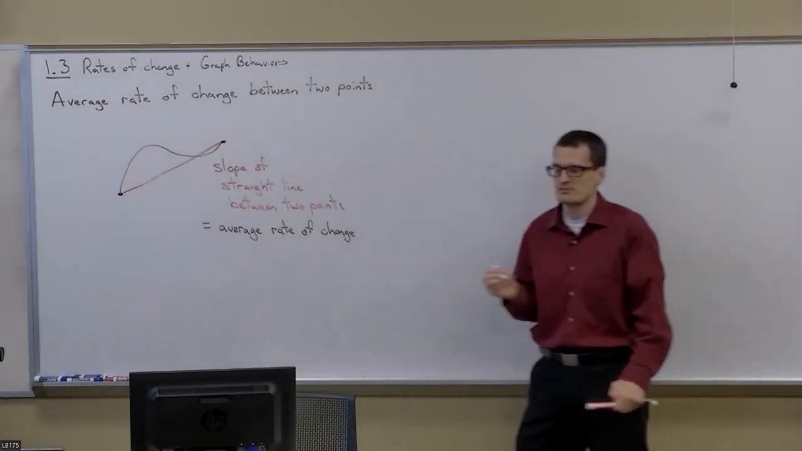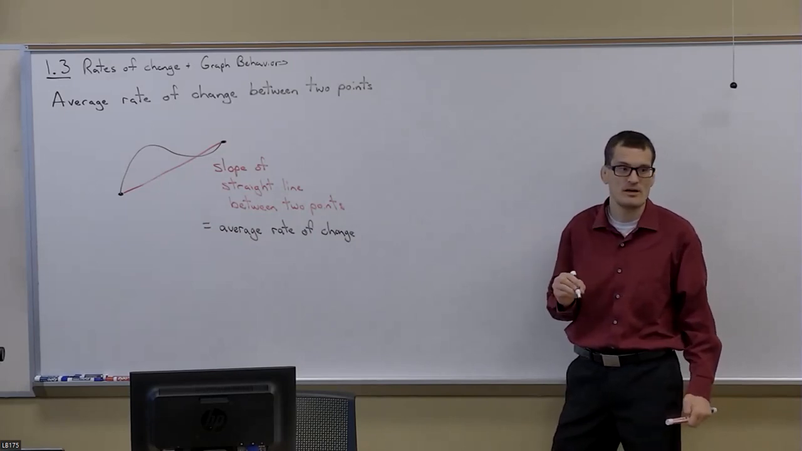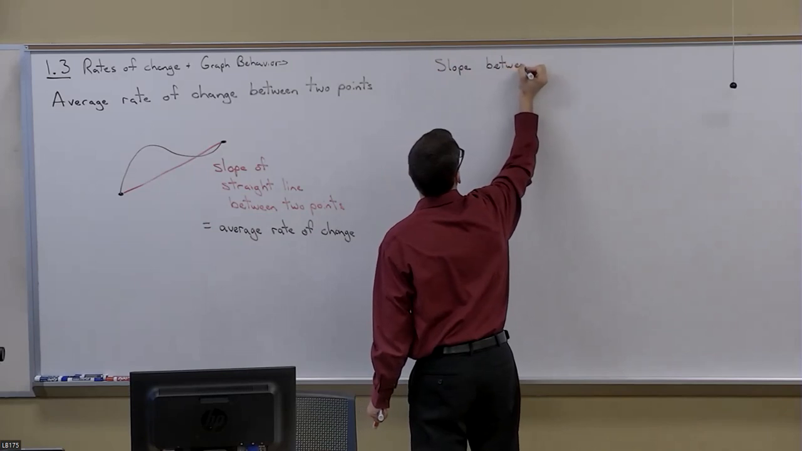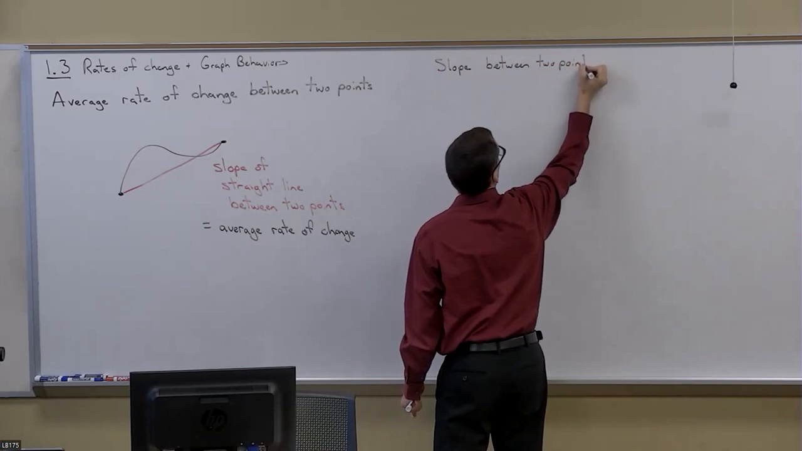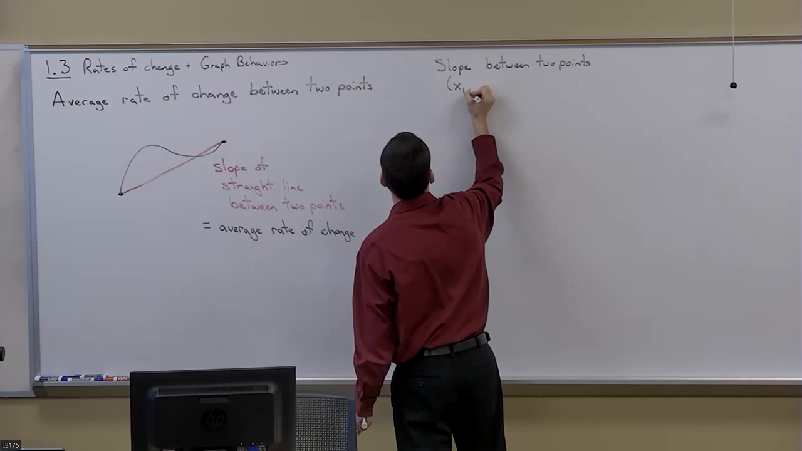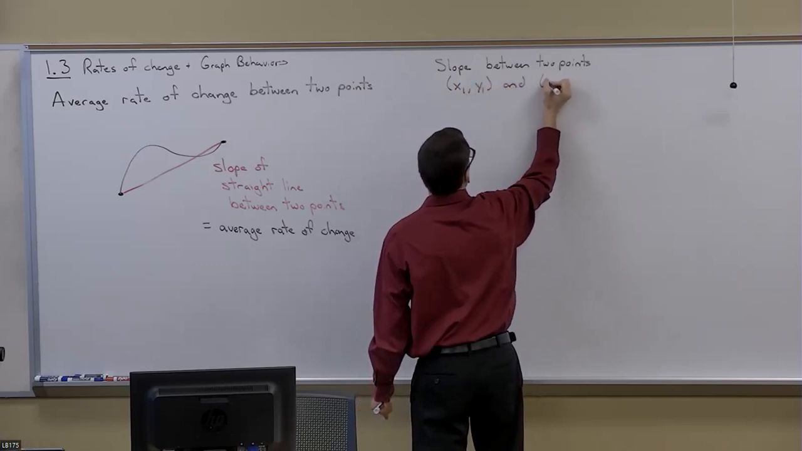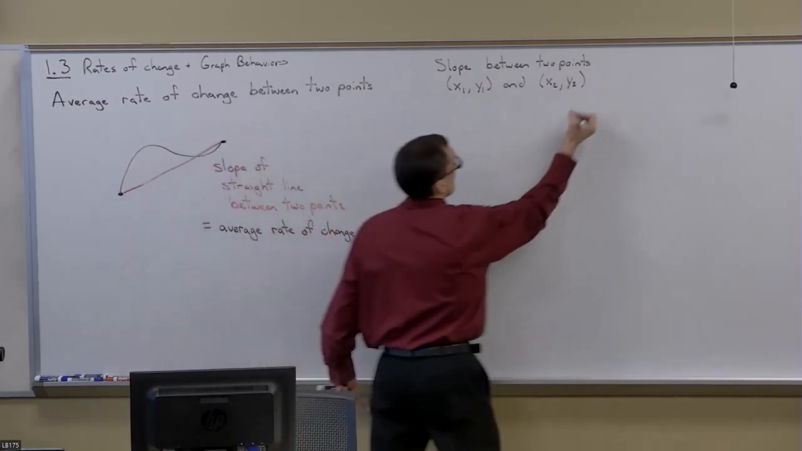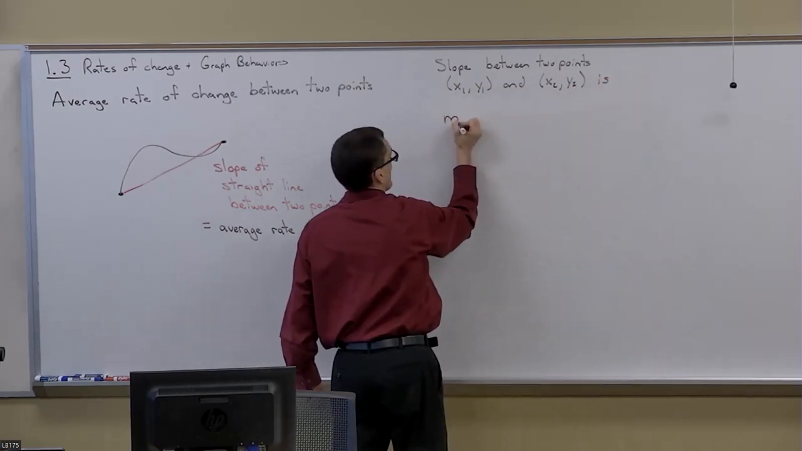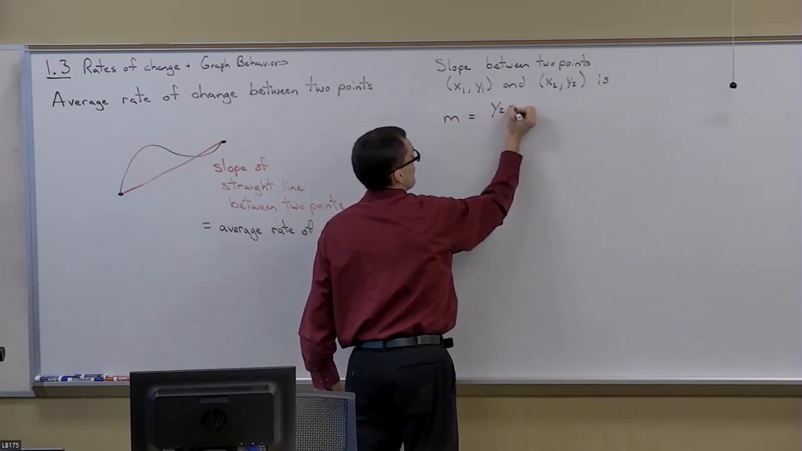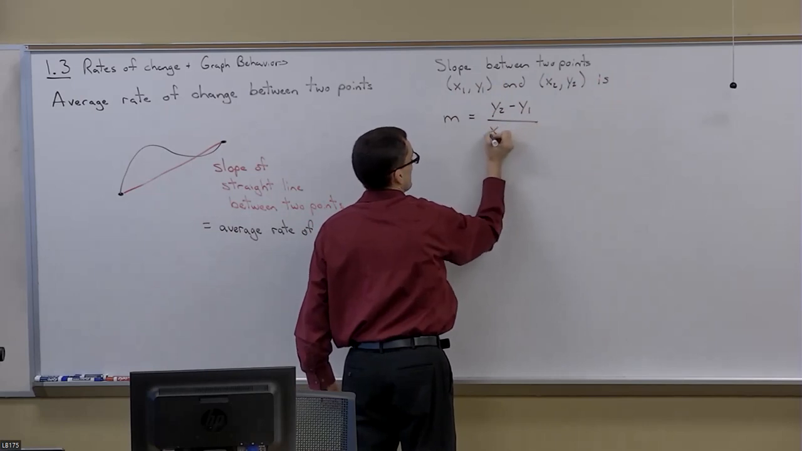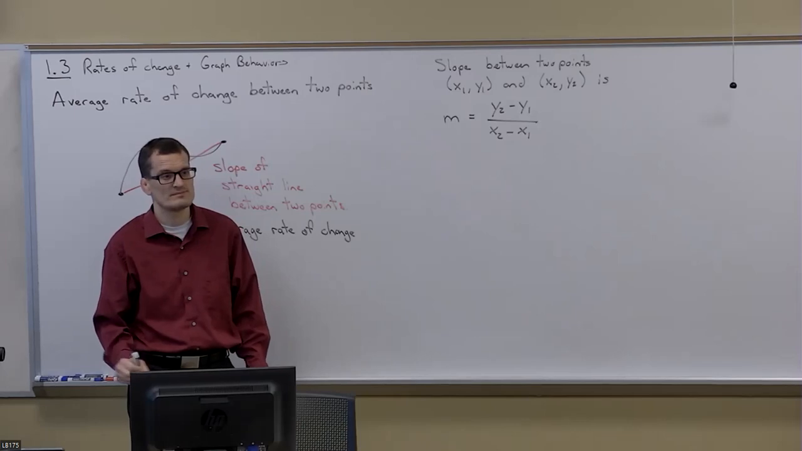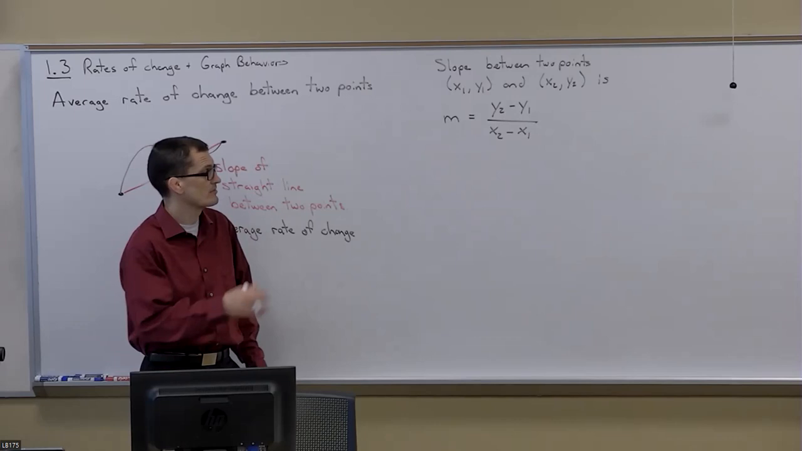So all we have to do is remember, how do we find slope? Slope between two points, we'll call the first point x1, y1, and the second point x2, y2, is often written as an M. It's the change in Y values divided by the change in X values. You guys remember that formula? It's not that big of a deal as long as you can write it down.